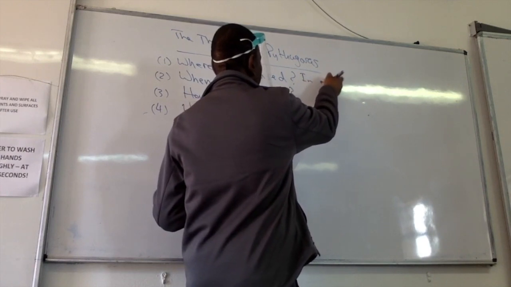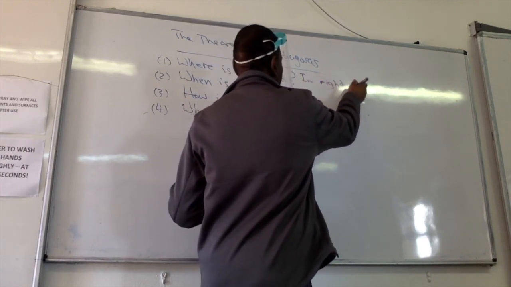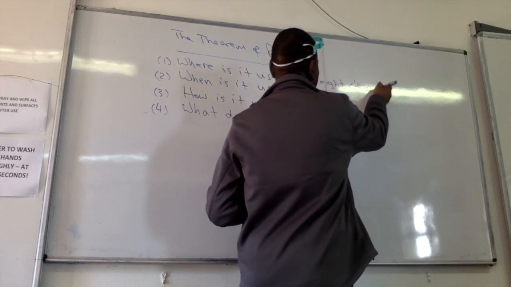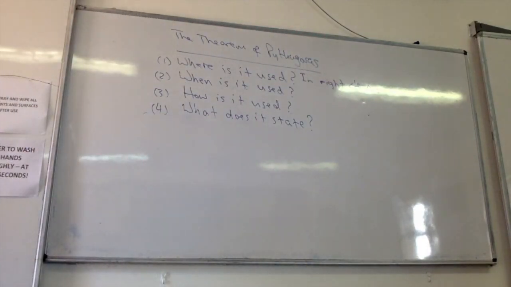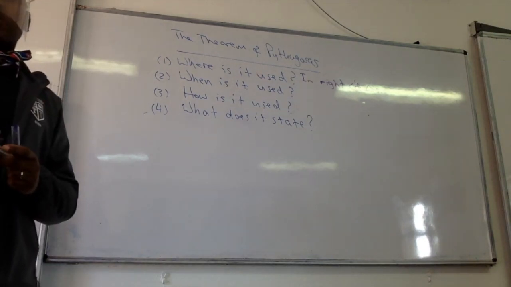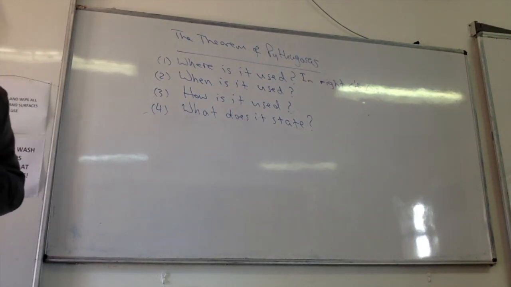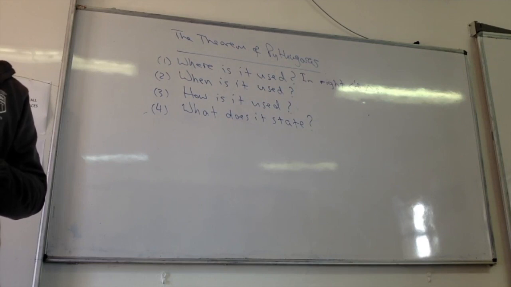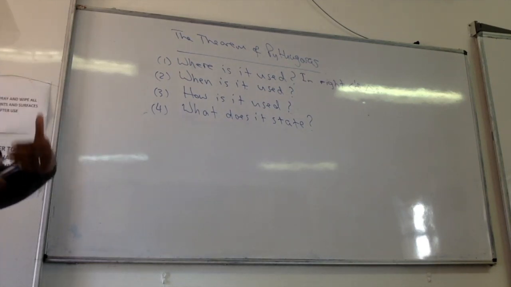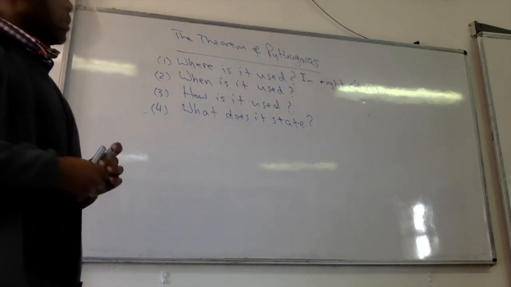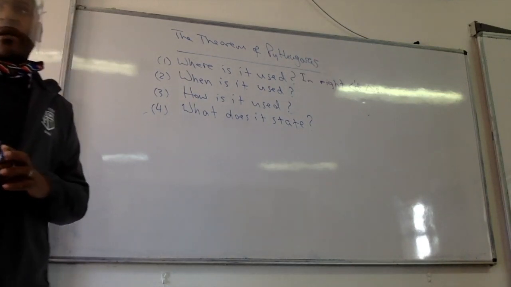We use it in right-angled triangles. Thank you for that answer. Yeah, we use the theorem of Pythagoras in a right-angled triangle. Please do not use the theorem of Pythagoras if your triangle is not right-angled. So you should see 90 degrees, or you should at least know that 90 degrees exists. Now, when is it used? Please don't say on Monday.